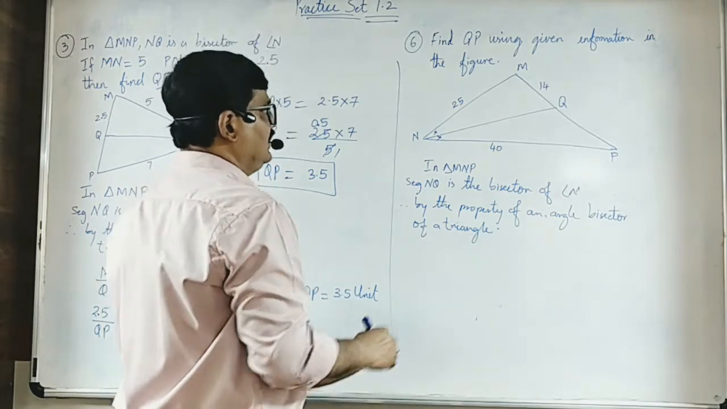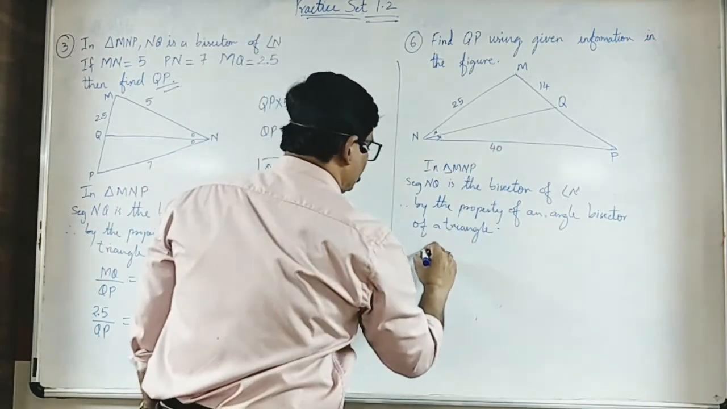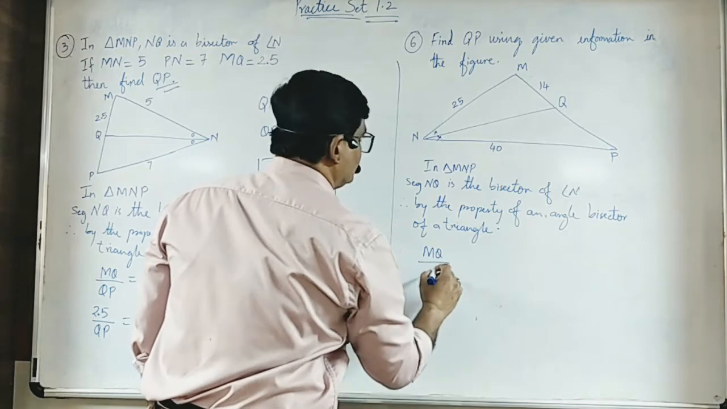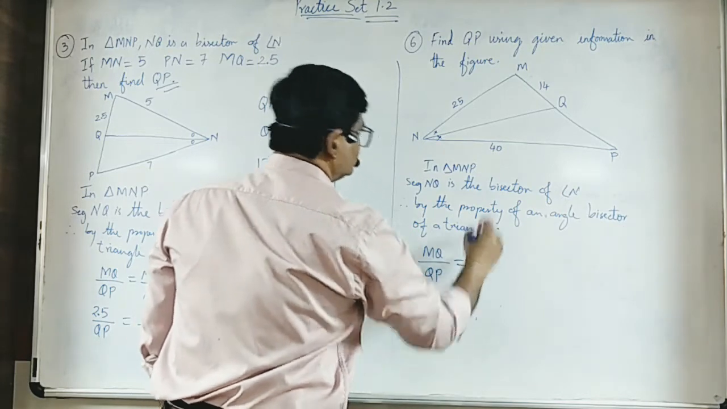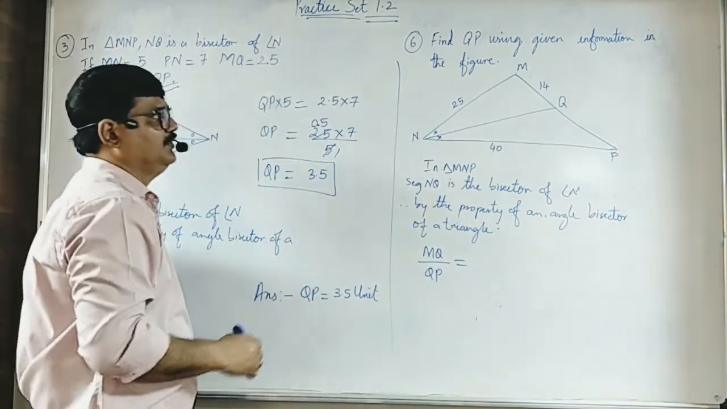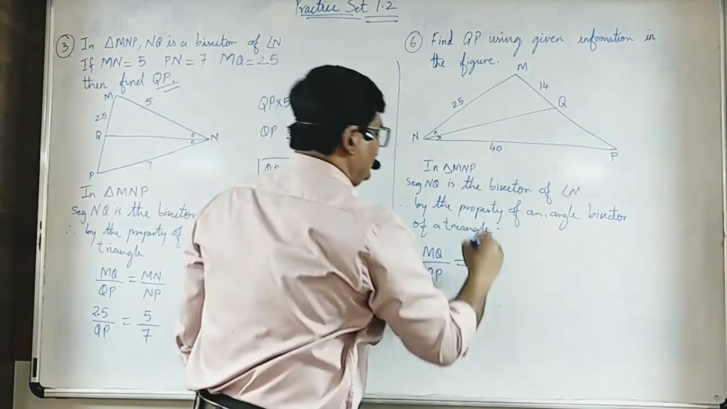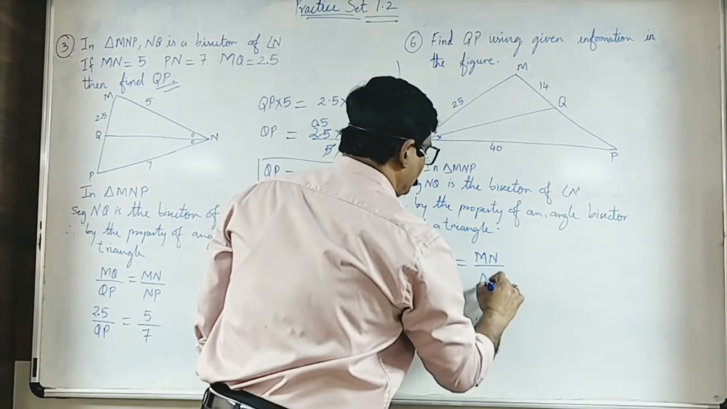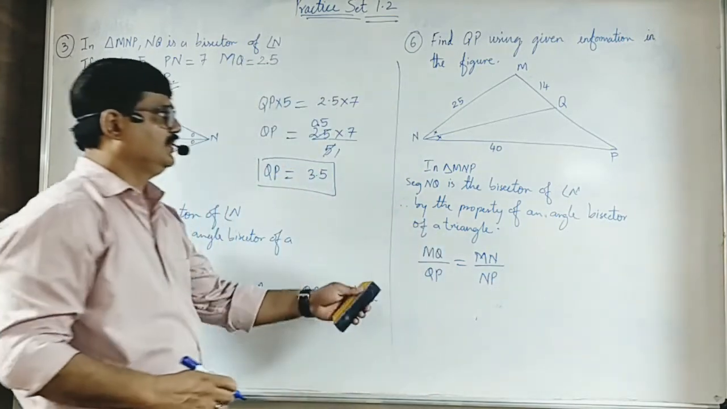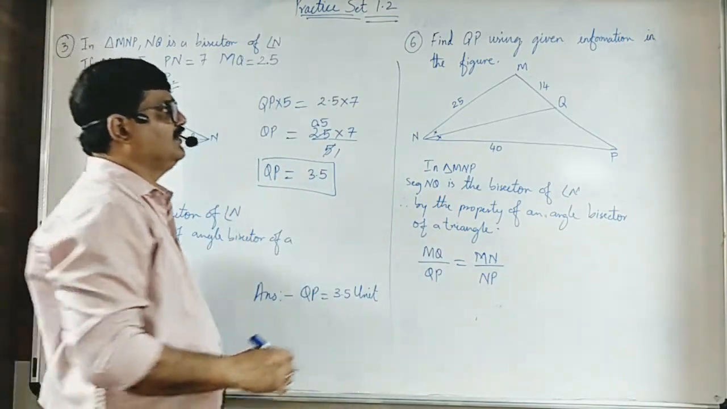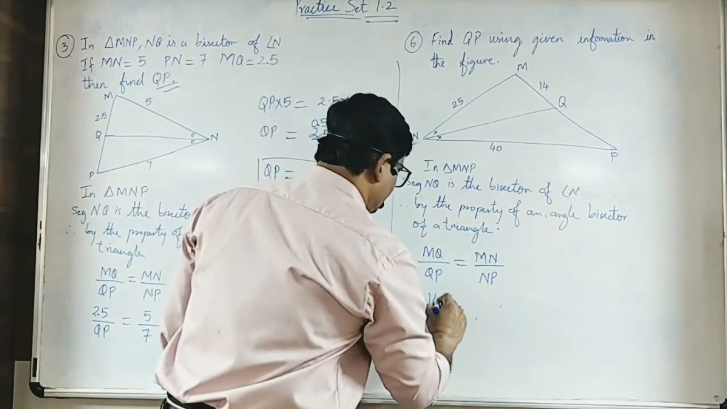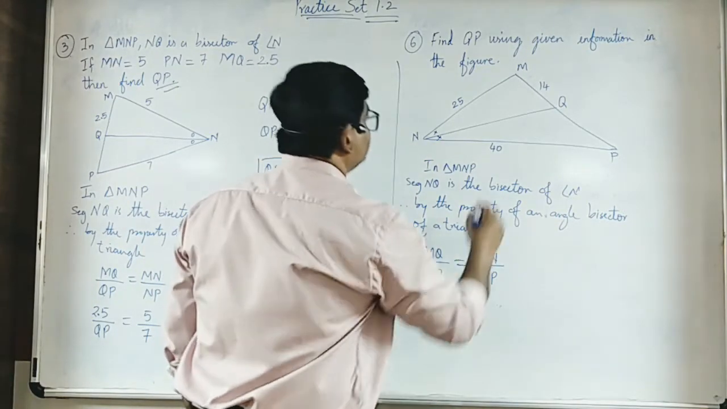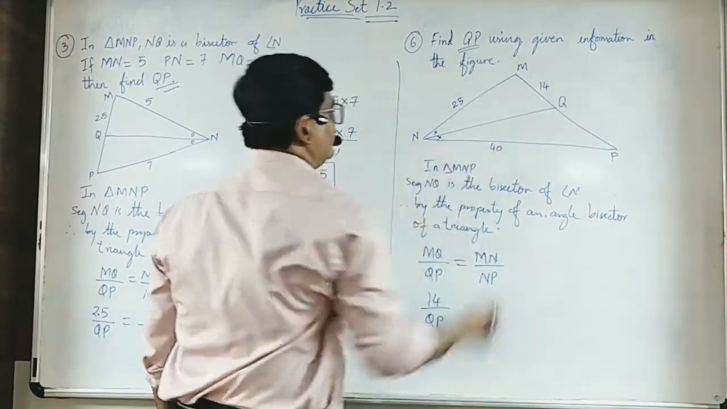Now same thing I'll write. MQ upon QP is equal to, same as we did here also, MN upon NP. Then same thing, we have to substitute the values. MQ's value we know was 14. QP's value we are told to find, again here.